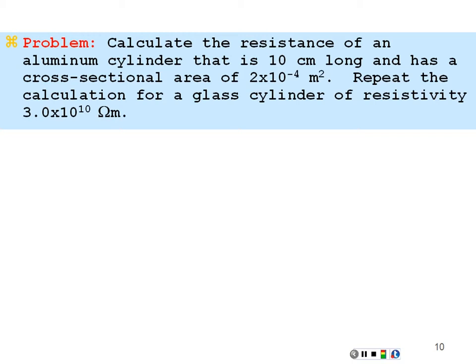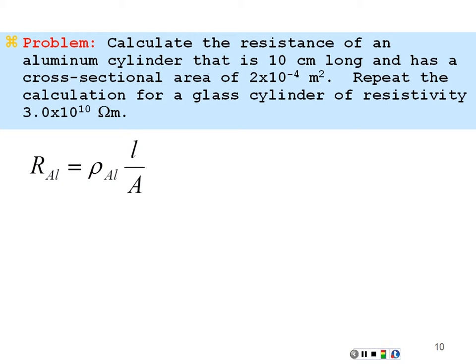Let's try this resistance formula out. Calculate the resistance of an aluminum cylinder that is 10 centimeters long and has a cross-sectional area of 2 times 10 to the minus 4 square meters. Repeat the calculation for a glass cylinder of resistivity 3 times 10 to the 8.